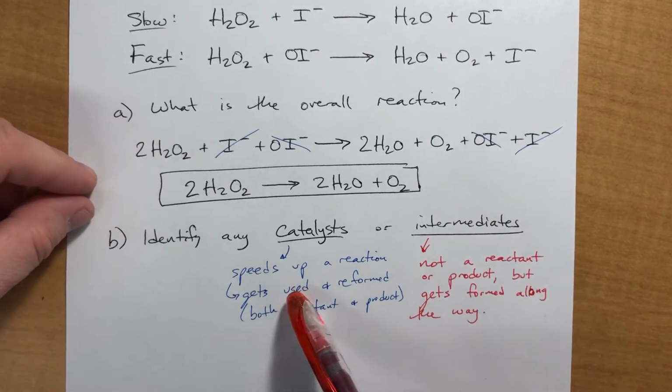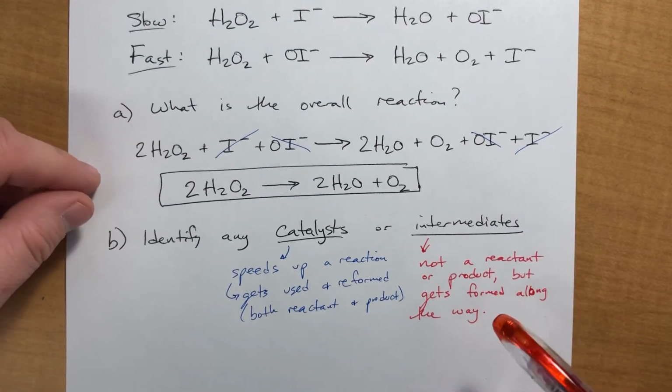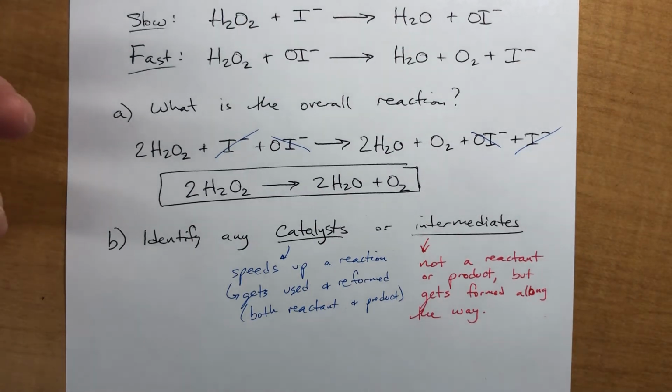So, either the catalyst or the intermediate is going to be one of the things that we crossed out. Not every reaction has a catalyst and not every reaction has an intermediate, but if it does have one, this is the process we would go through to figure it out.